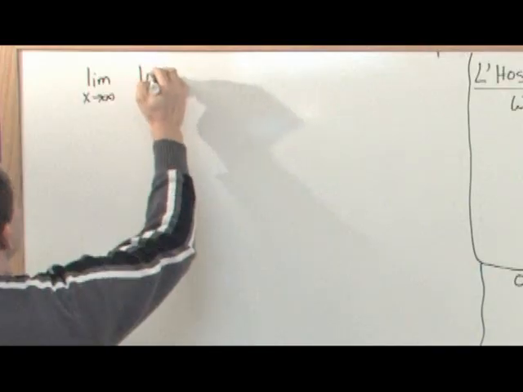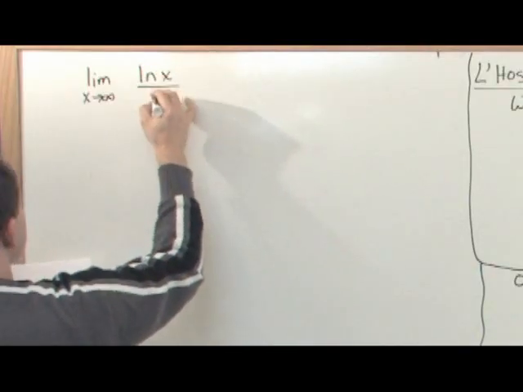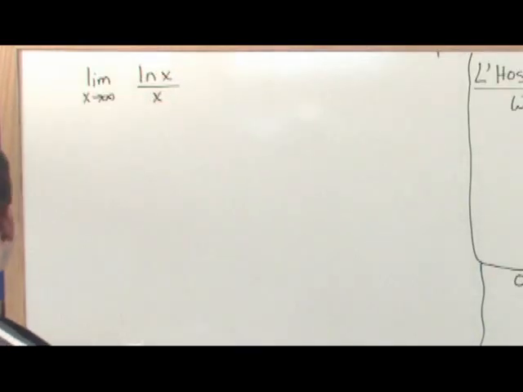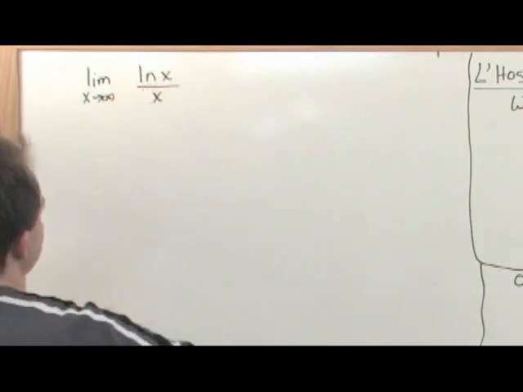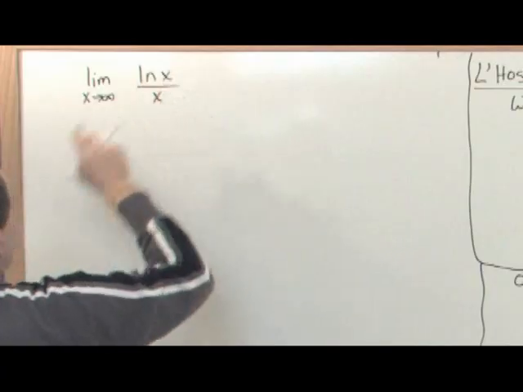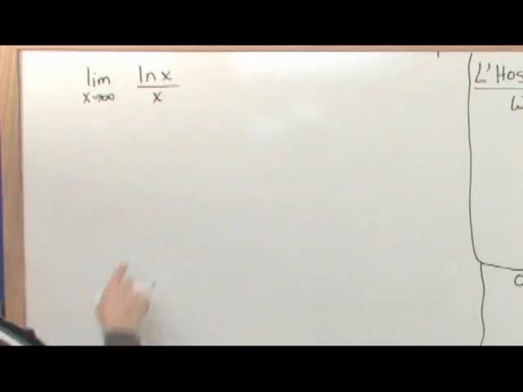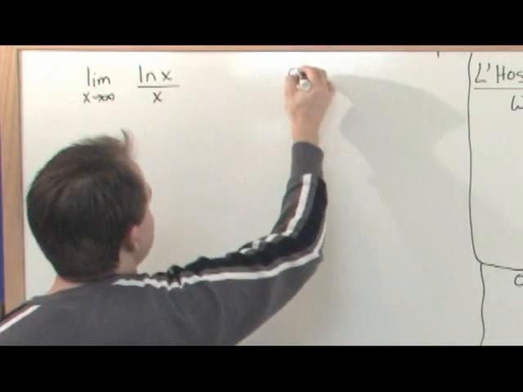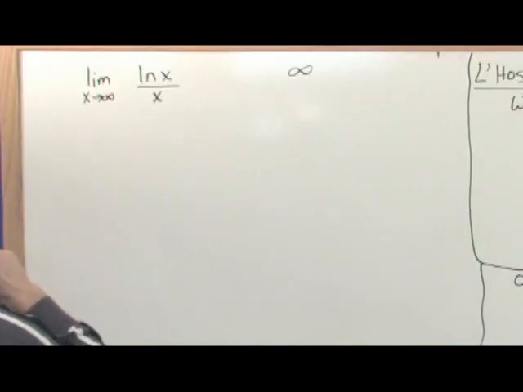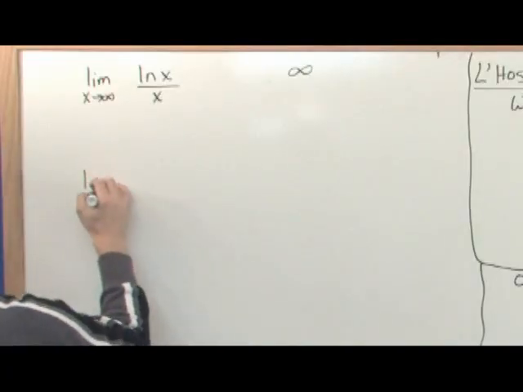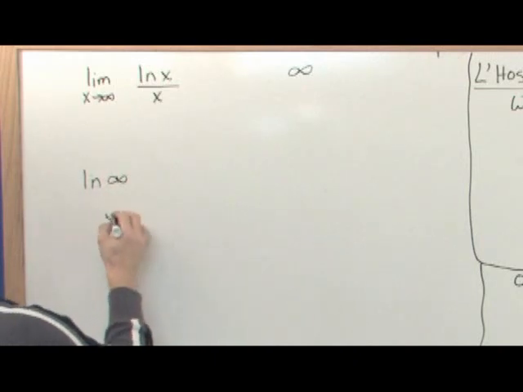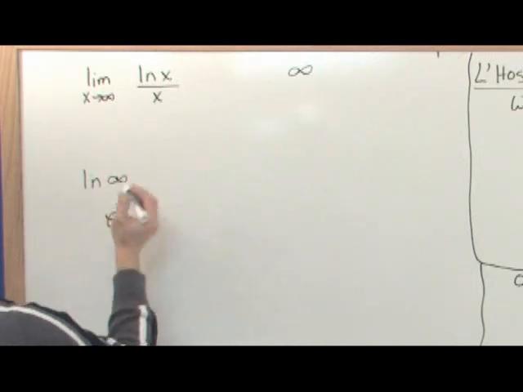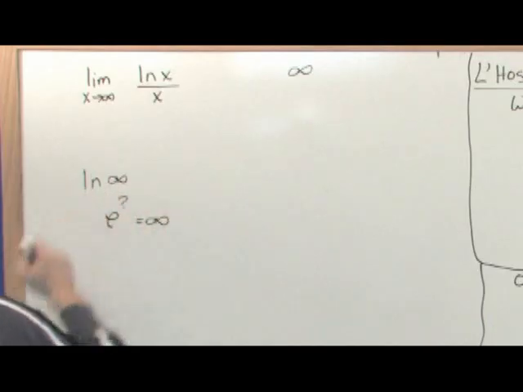Okay, now the next problem is, what if you have the limit as x approaches infinity of the natural log of x over x? First thing you want to do is put in infinity and see what kind of form you have. Well, the natural log of infinity is going to be infinity. If it helps, this is a natural log, so it's base e. E to the power of something is equal to infinity. That's how you read this.